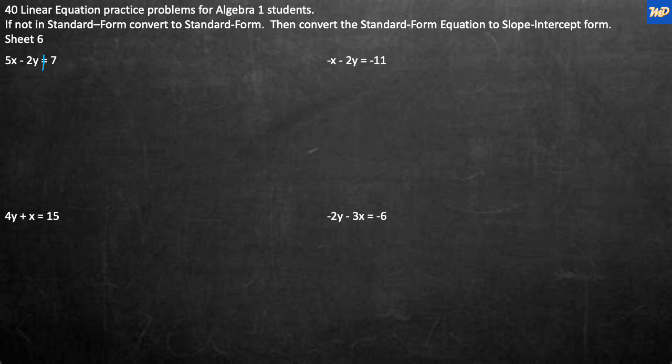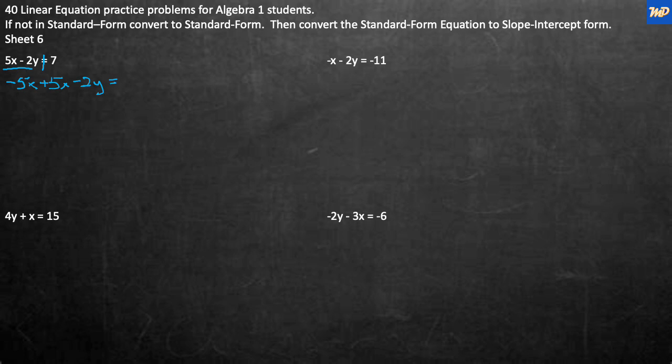We have constants already on the right. We already have the y on the left. We're just moving the x over to the right. In order to move a positive number, we have to add a negative 5x. We're going to rewrite this entire left side of the equation because we have to. So it's plus 5x and it's minus 2y.